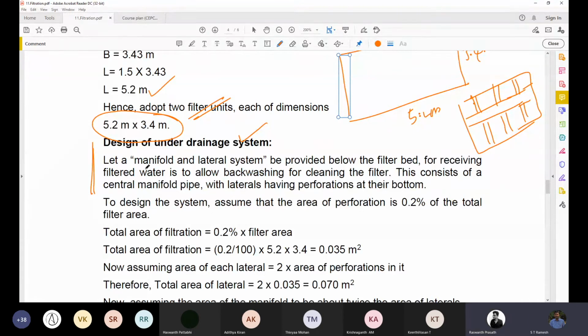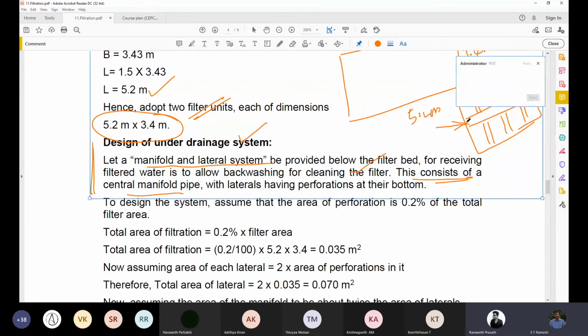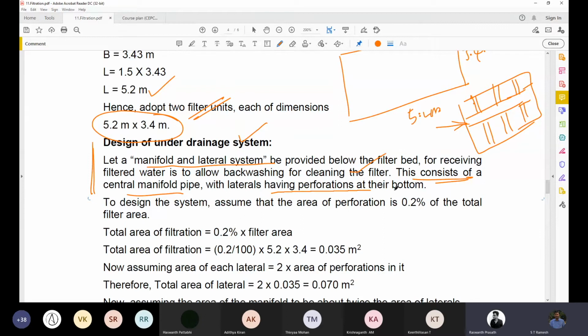So let a manifold and lateral system be provided below the filter bed for receiving filtered water and to allow the backwashing water for cleaning. That's what we have discussed. This consists of a central manifold pipe, with laterals having perforations at their bottom. Please make a note of that. The lateral pipe with perforations at the bottom collects the treated water.